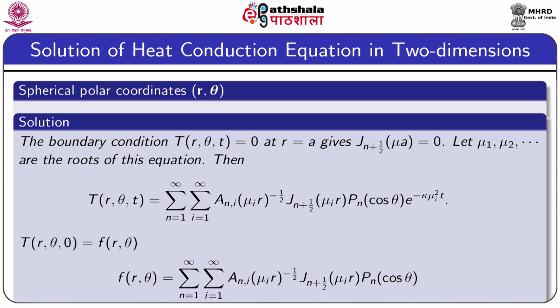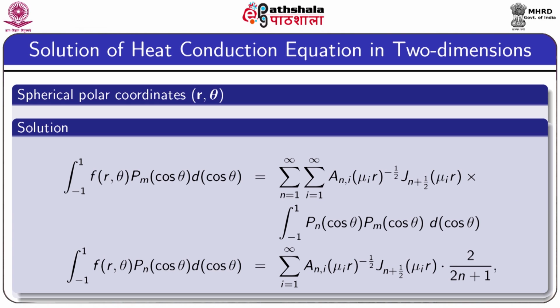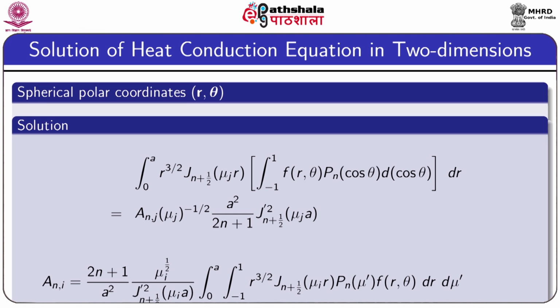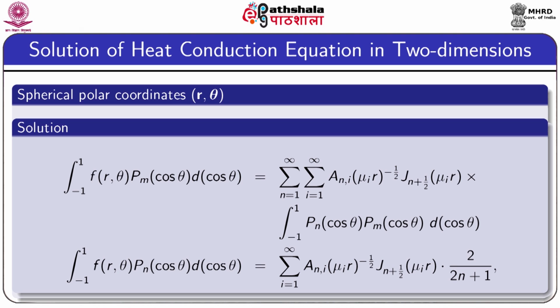And if you see, this is a double series, a mixture of Bessel series and Legendre series. So to obtain a n i, we first integrate over minus 1 to plus 1 and then we integrate over 0 to a dr. So first we multiply the last equation with P m cos theta and then integrate over minus 1 to plus 1, and the result is written here.